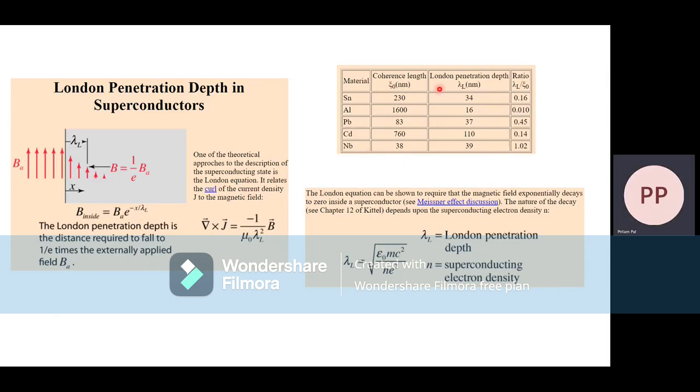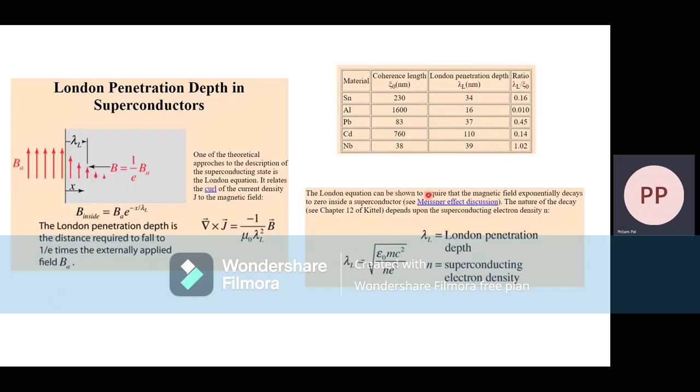There is a comparison, a table that has been prepared for different materials. If you wish, you can go through it and save it. For all these different materials, we have listed the coherence length and the London penetration length, so you'll have an idea of the ratio of the London penetration length to the coherence length. For aluminum, the coherence length is very high compared to the other existing metals. You can also see the London penetration depth for all the materials.